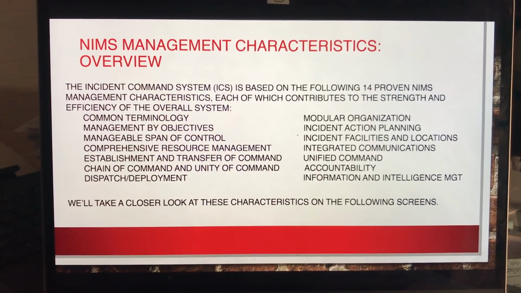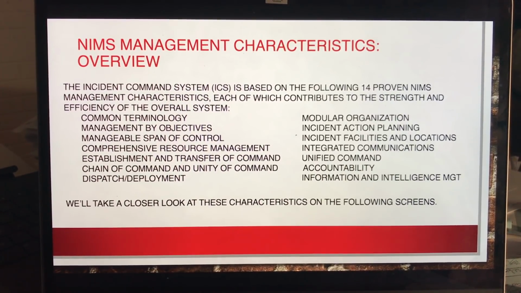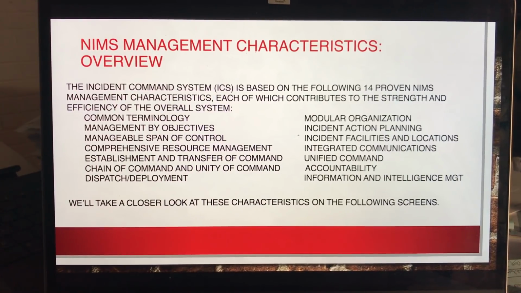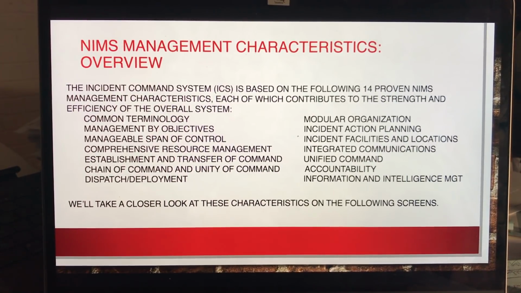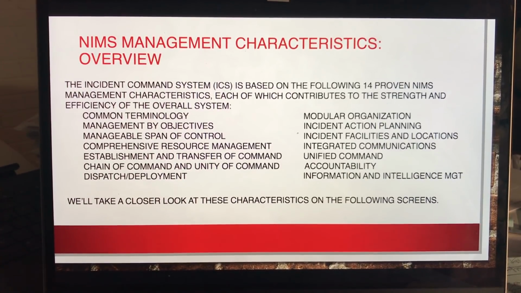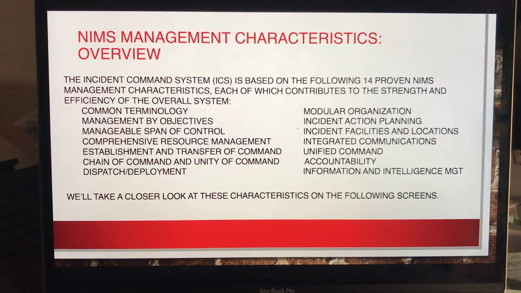NIMS Management Characteristics Overview. The Incident Command System is based on the following 14 proven NIMS management characteristics, each of which contributes to the strength and efficiency of the overall system.